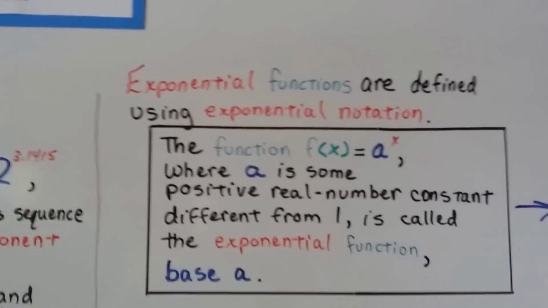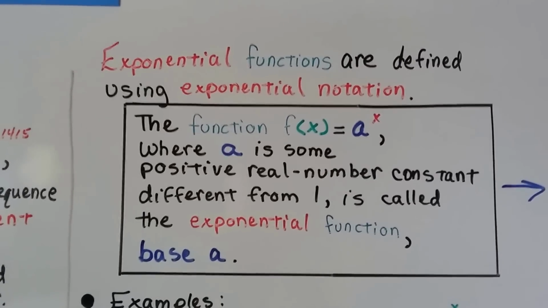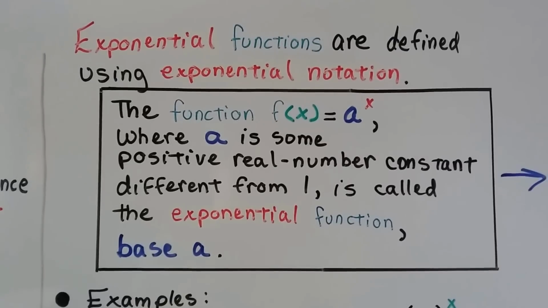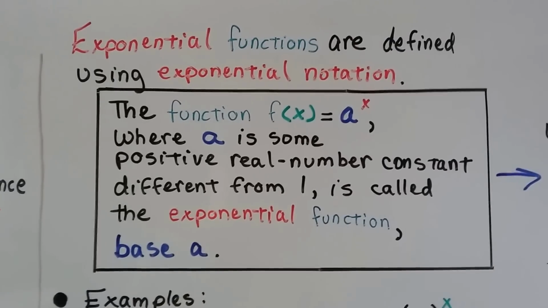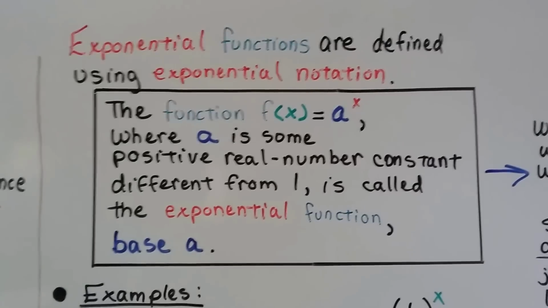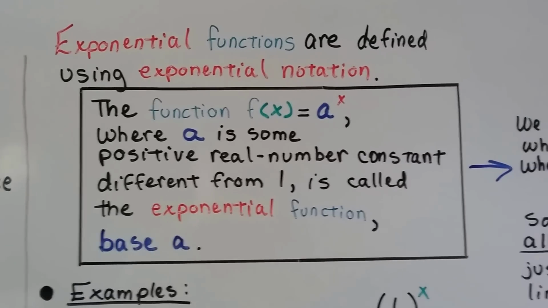So I have a definition for you. Exponential functions are defined using exponential notation. The function f of x equals a to the x, where a is some positive real number constant different from 1, is called the exponential function, base a.